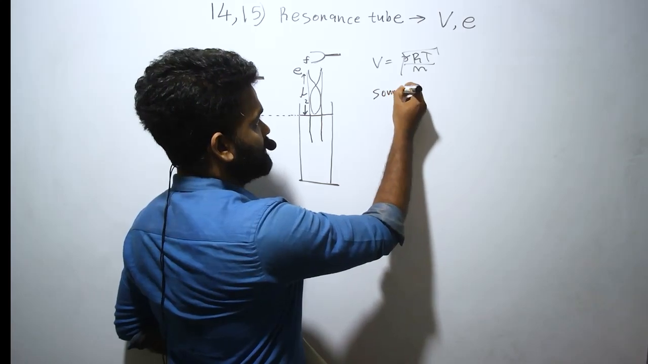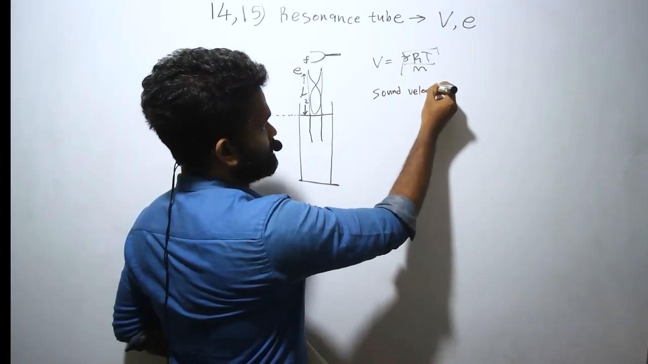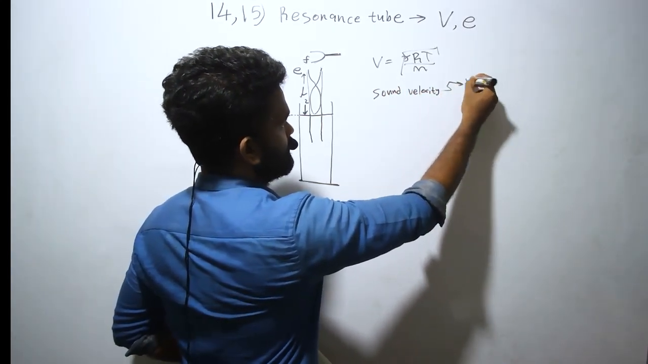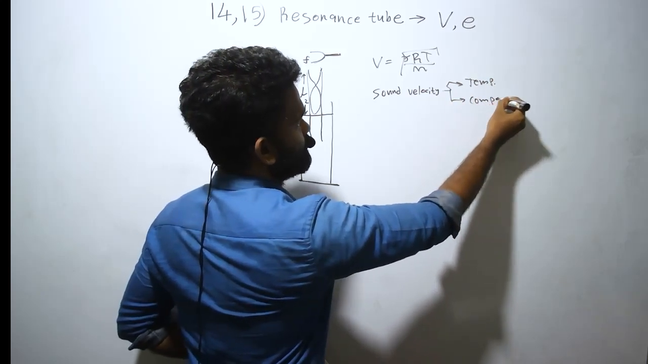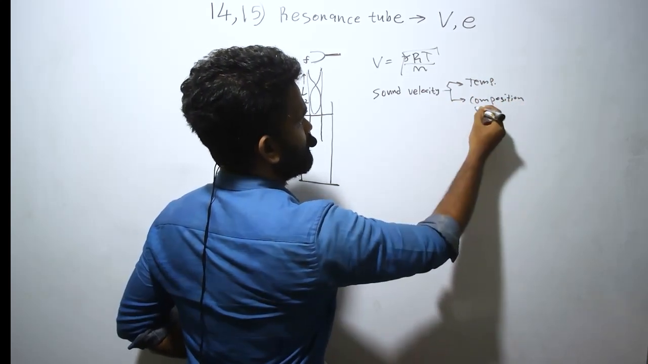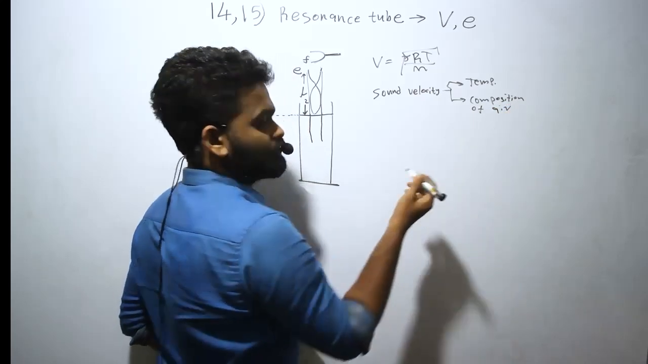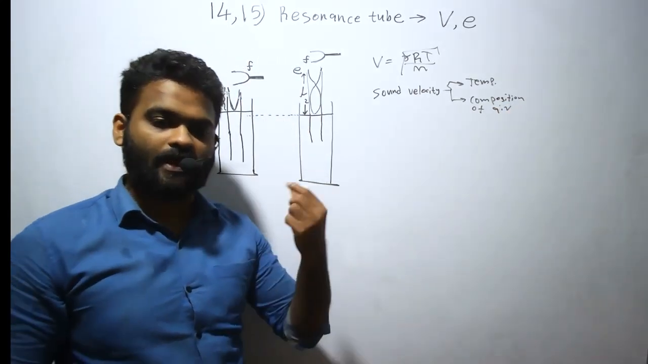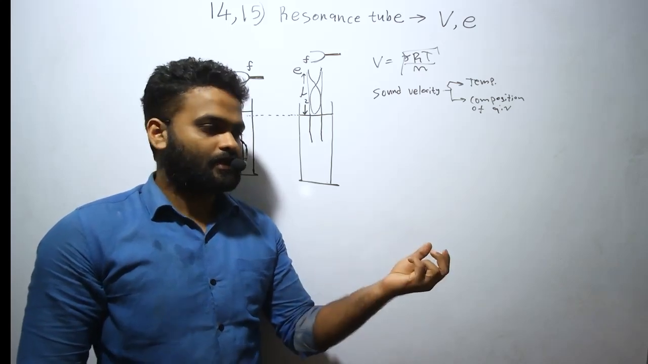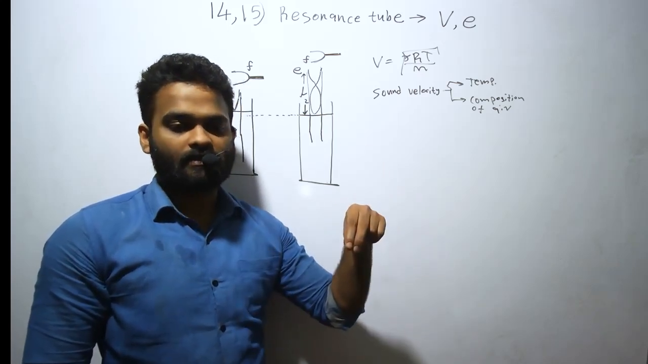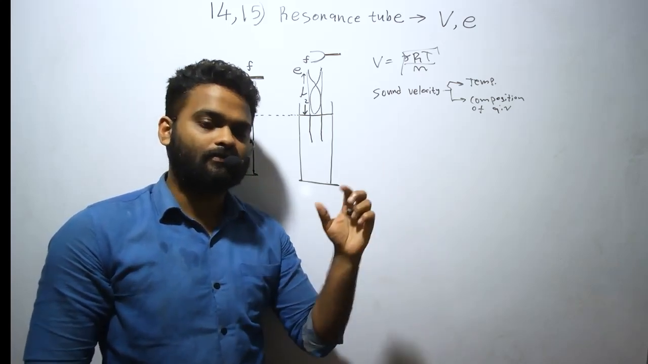So sound velocity depends on what? One thing is temperature, another is the composition of air. Usually the composition for dry air is nitrogen and oxygen. When there is some water vapor inside, there will be water as well.